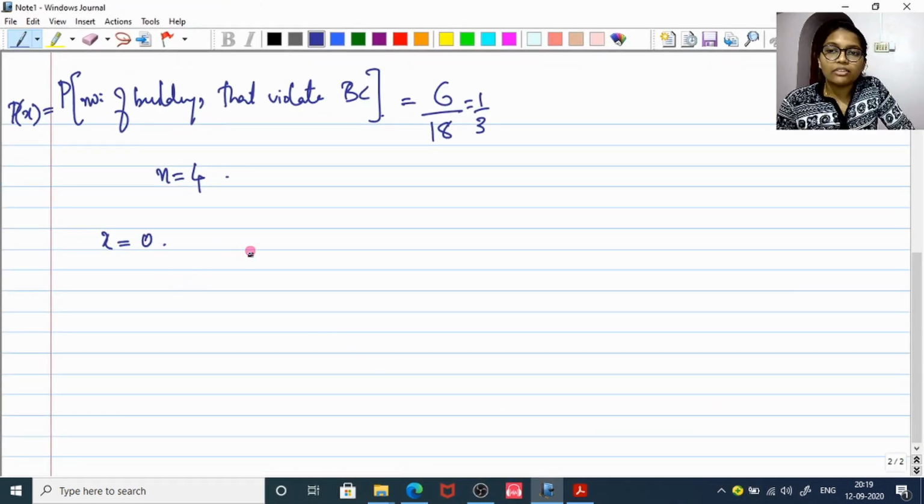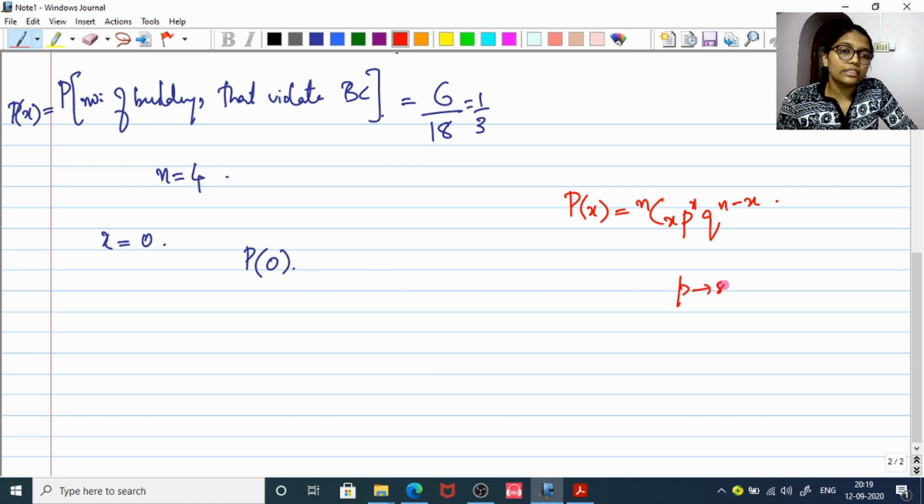Okay, so we have to find P of 0. And what is the general expression for binomial distribution? P of x is equal to nCx P raised to x Q raised to n minus x, where P is for the success or what is given in your question, and Q is simply 1 minus P. Okay, so P of 0 means it is n.